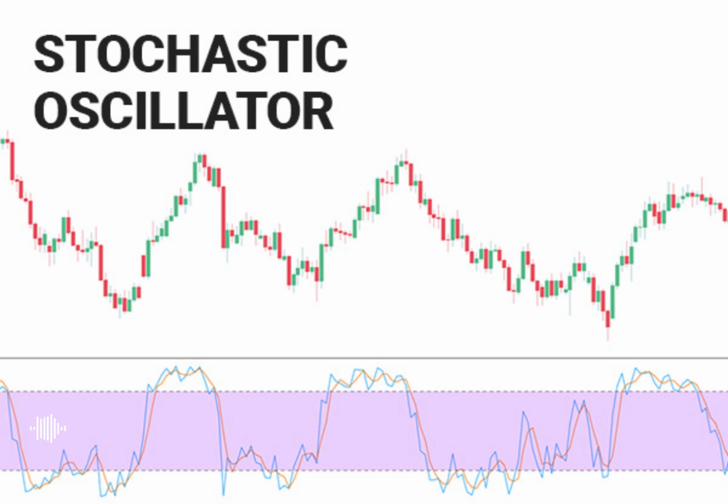Nailed it. And most important of all, don't use it in isolation. Right. It's a sidekick, not a superhero. Use it with your trend lines, your key levels, your moving averages. Build a complete case for your trade.